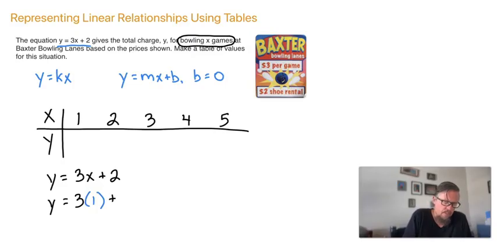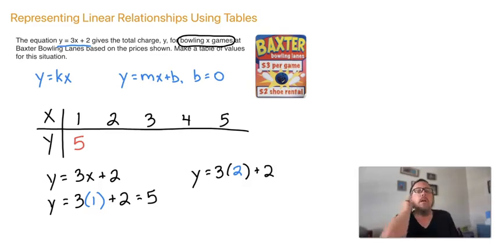And so in our calculator, we would type 3 times 1 plus 2. 3 times 1 is 3. 3 plus 2 is 5. So what this tells us is if we're going to bowl one game, it's going to cost us $5. That's because we pay $2 for the shoes and then $3 for the game. Okay, great. Our next value of x was 2. So we would do 3 times 2 games of bowling plus 2. So we pay $2 for the shoes and then $3 each for our 2 games.